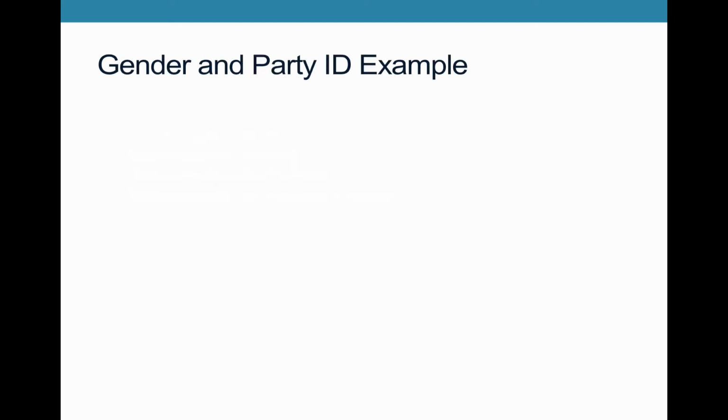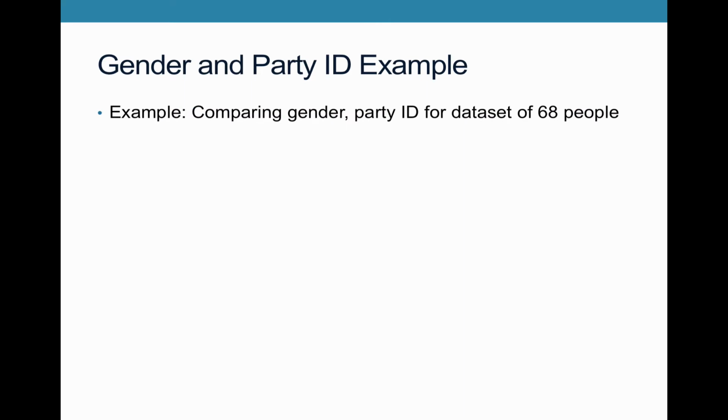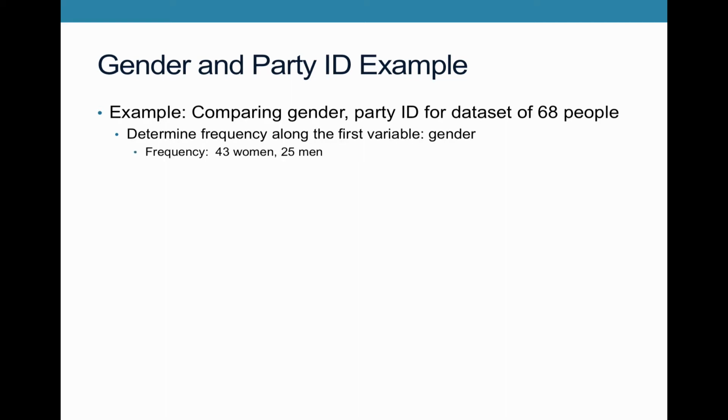So let's look at the example of a study that compares gender and party ID for a data set of 68 people. Right, so you're looking to see if women are more likely to vote Democrat than men are. And so first, you determine the frequency along the first variable, gender. So how many men and women do you have? And you find that you have 43 women and 25 men in your data set.